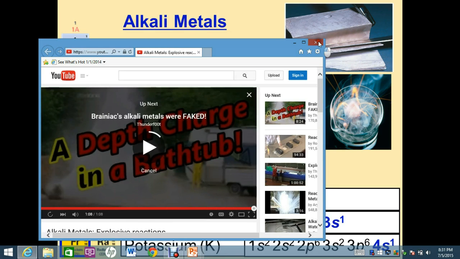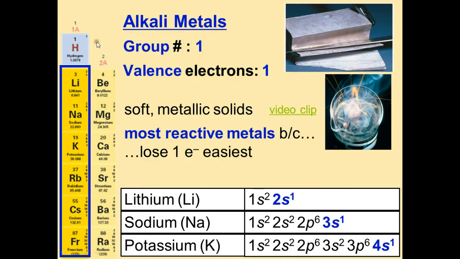And so that shows you how when these elements, this one group, alkali metals, as we go down the group, it gets more and more reactive because they lose electrons the easiest as we go down.